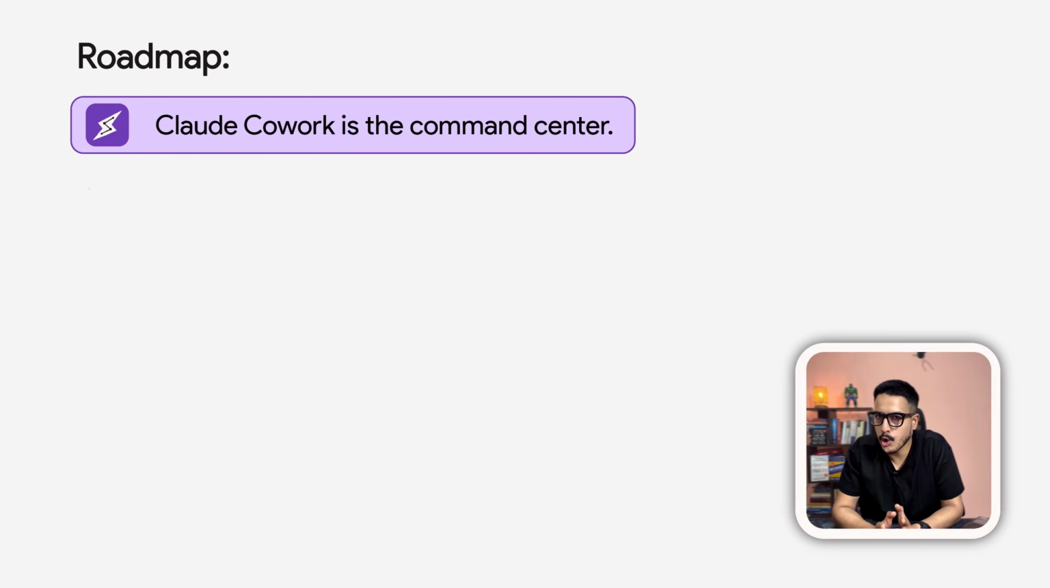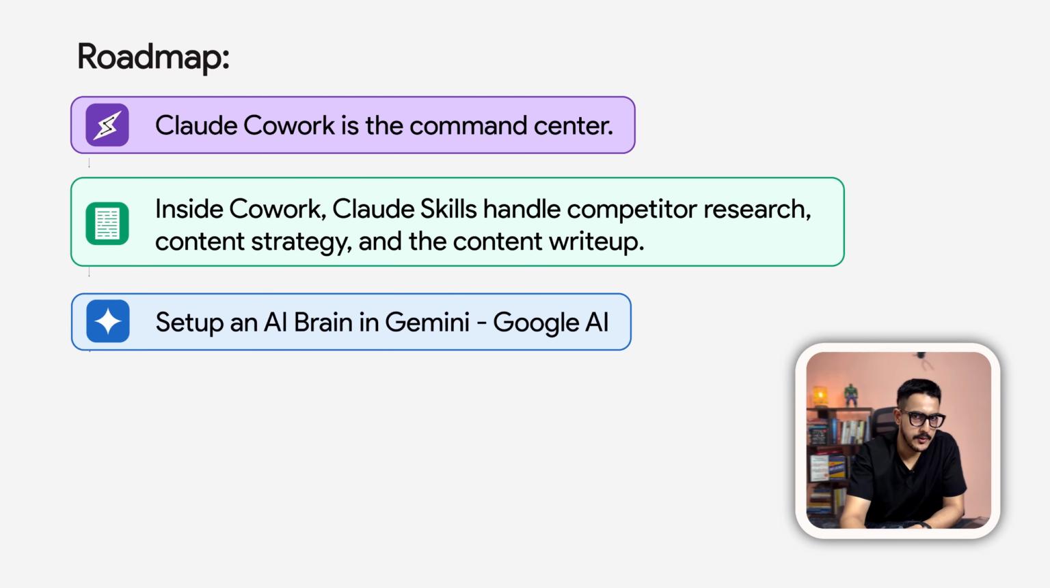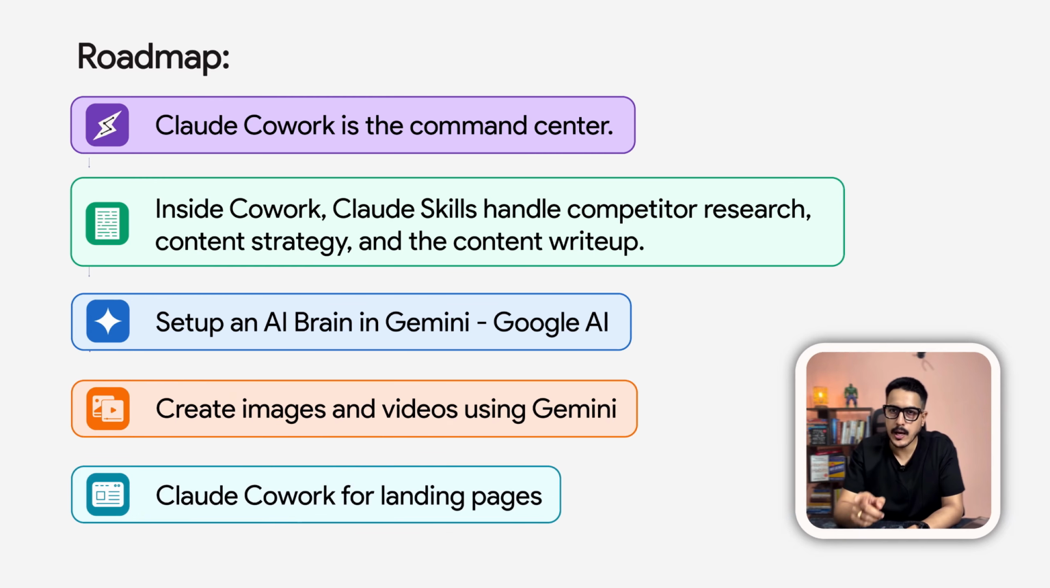Let me give you the roadmap. So first, we're going to set up Claude Cowork as your command center. Next, we're going to use Claude skills within Cowork to create multiple assets like competitor research, content, and more. Then we will head over to Gemini, which is Google's AI tool, and create an AI brain over there. This brain will be called a gem. This gem will help you create your product's images, social media images, videos, and more. And finally, we're going to come back to Claude Cowork and create a full-blown landing page for the Blaze running shoe. Let's get started and learn all these steps one at a time.